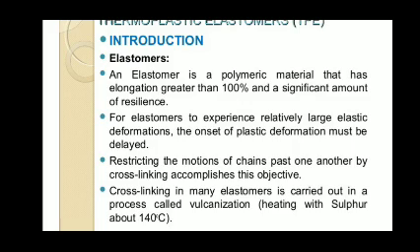Restructuring the motion of chains past one another by cross-linking accomplishes this objective. Cross-linking in many elastomers is carried out in a process called vulcanization. Heating with sulfur at 110 to 140 degrees centigrade to increase the strength of rubber is called the vulcanization process.